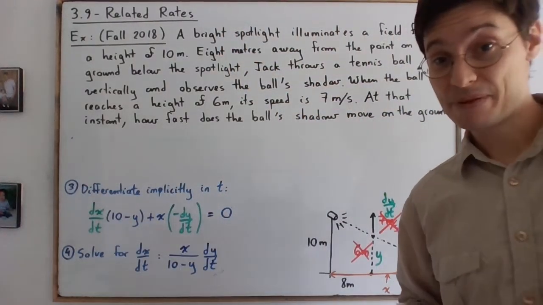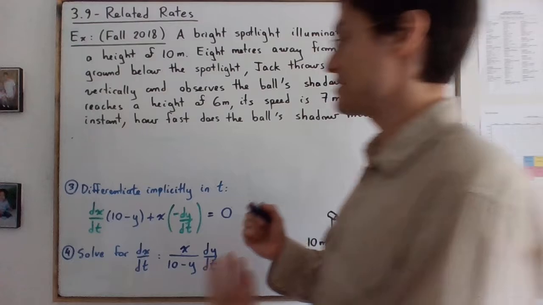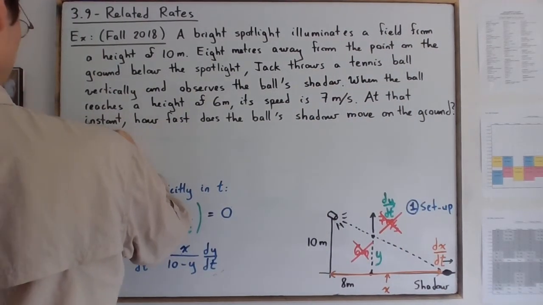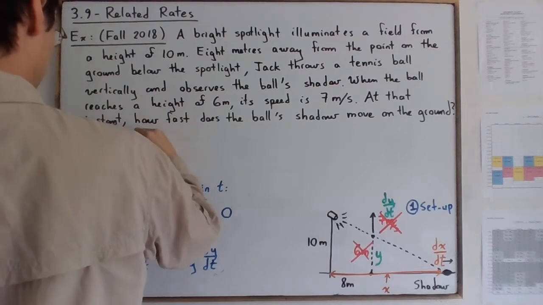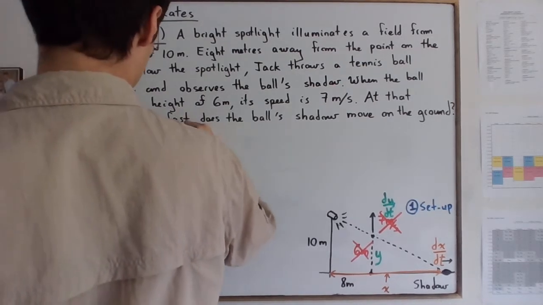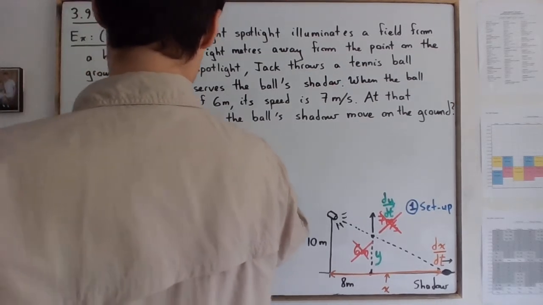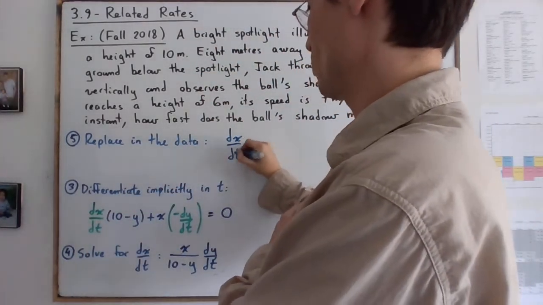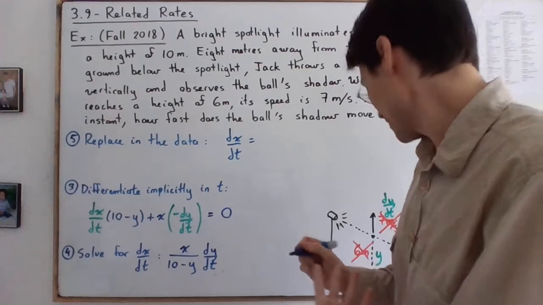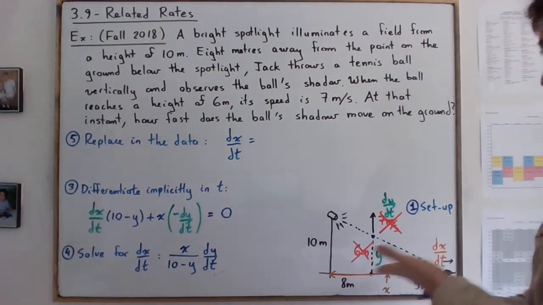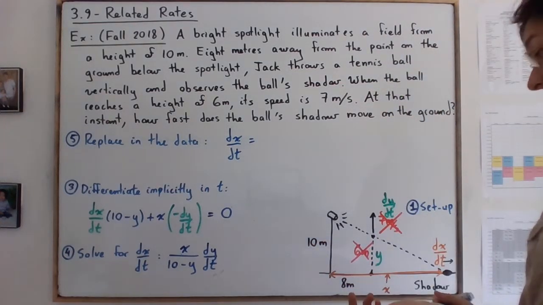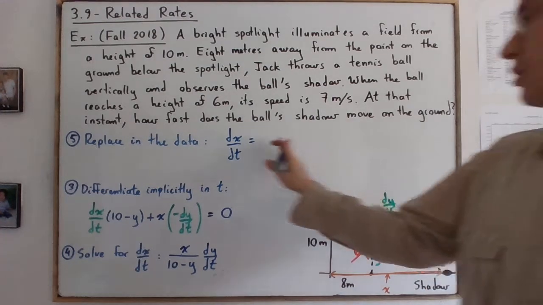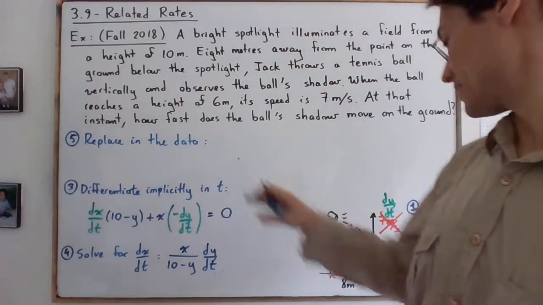And the last step is obviously to replace by the data we have. So replace in the data. So from there, we have that dx over dt will be equal to the current value of x, which unfortunately we don't have, but we could figure it out, okay? So let's actually do it.